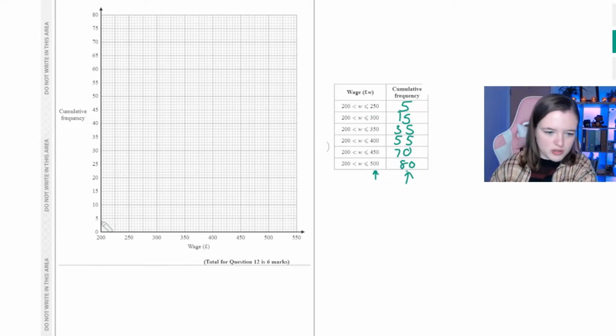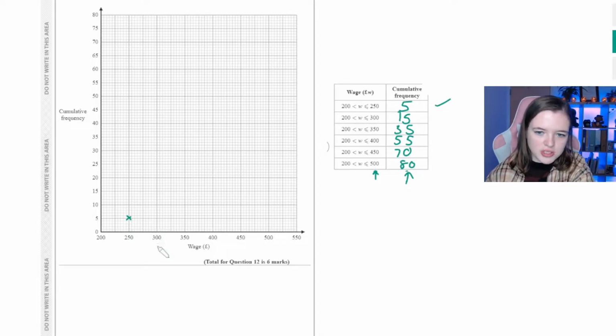255. So I'm going to go along to 250, which is there, and then up to 5, which is there. That's that one done. Tick off once I've done it. Then I'm going to 300 and then up to 15. There we are. And then 350 to 35, which is there. And then I've got 455, which is there. And then I've got 450 and 70, which is up here.